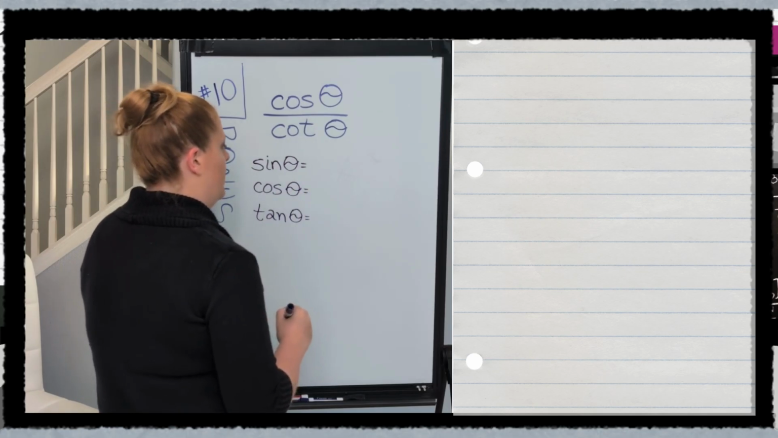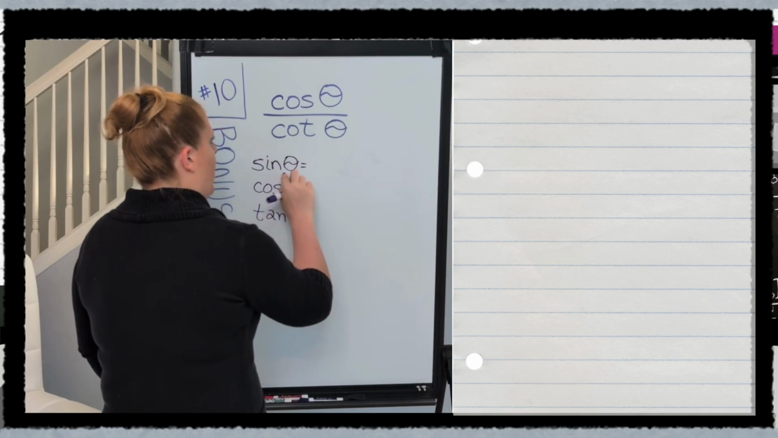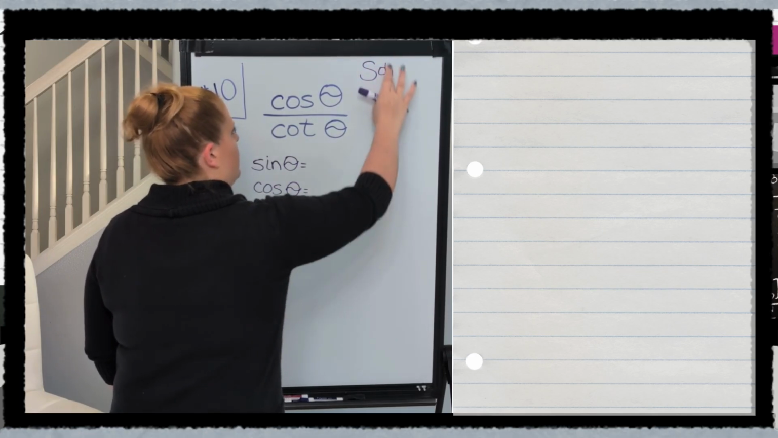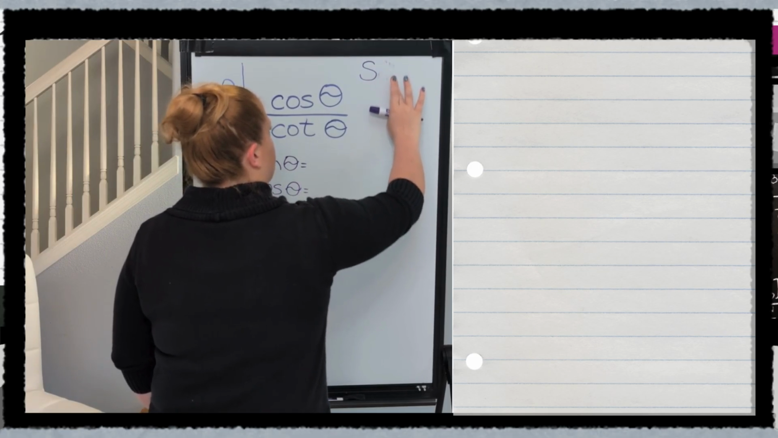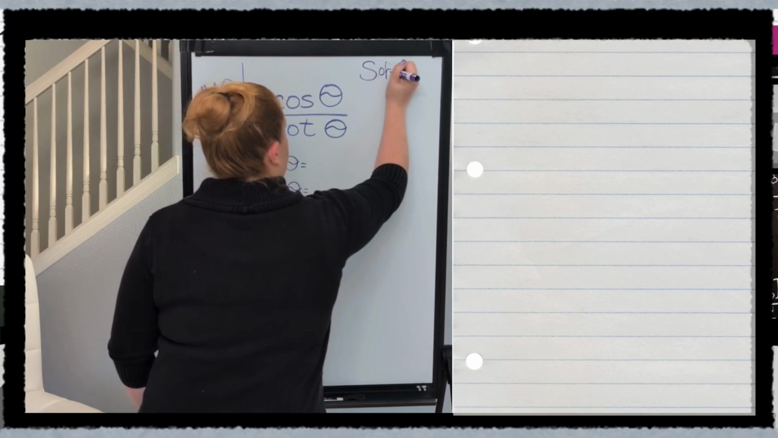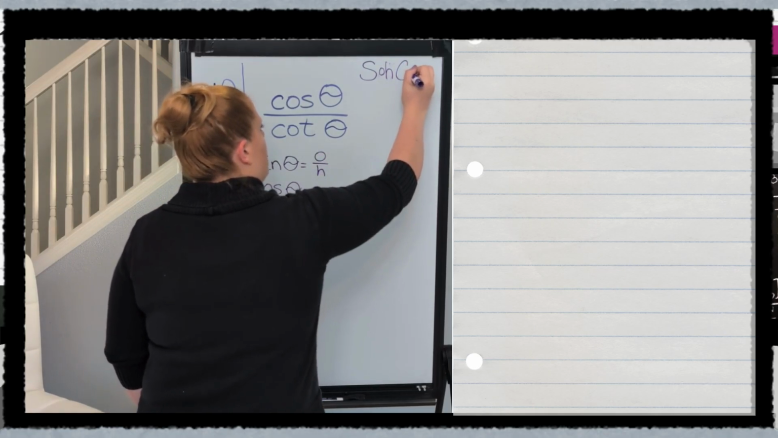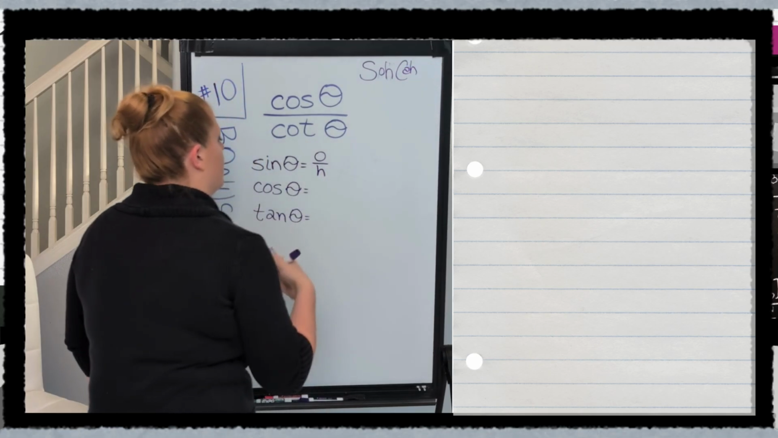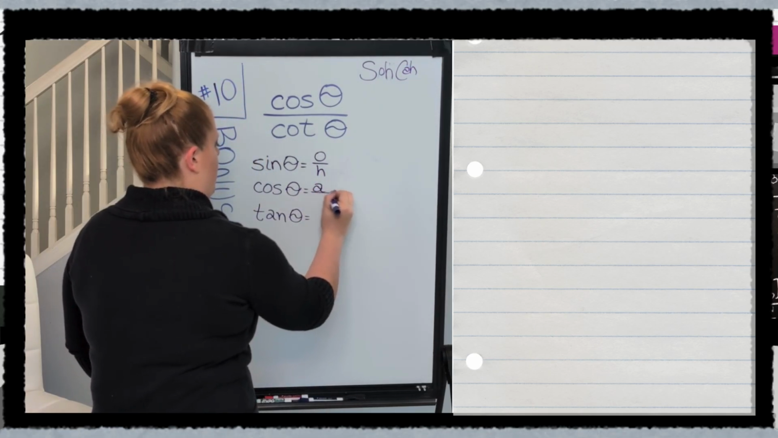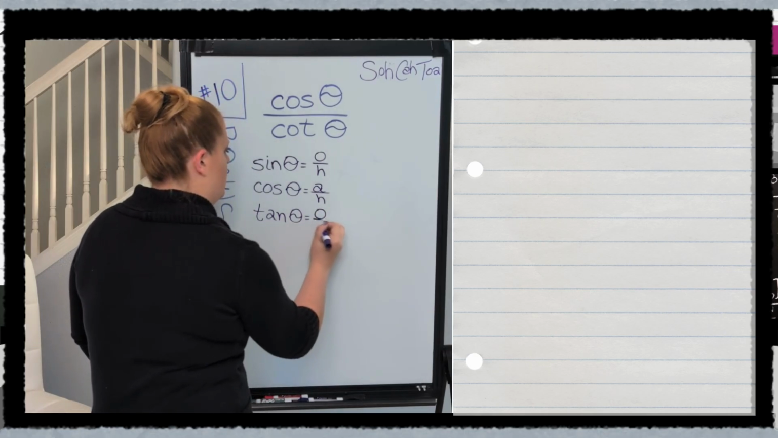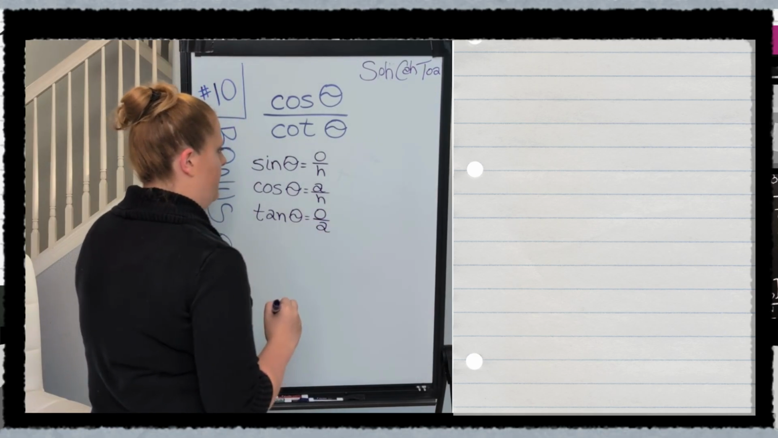So sine theta is defined as the SO in SohCahToa. I wrote that horribly. OH. Okay, so that's opposite over hypotenuse. Cosine is the CAH, A over H. And tangent is the TOA, opposite over adjacent.